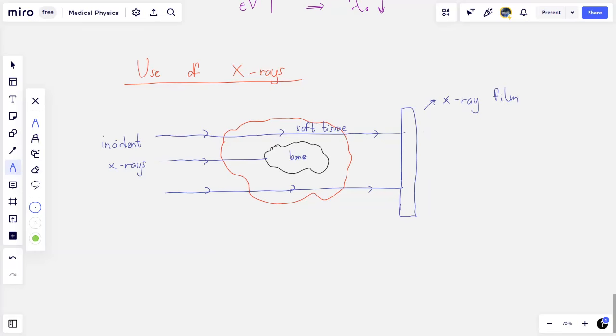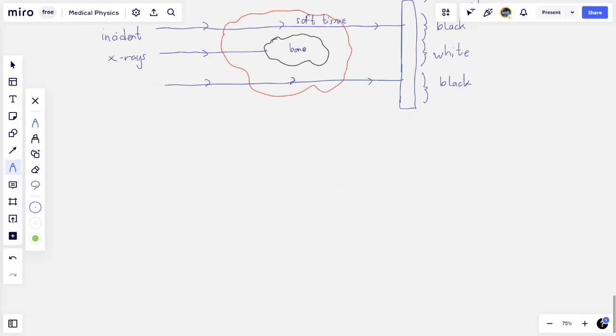For X-rays that pass straight through, we have regions that are darker. And for X-rays that are absorbed and don't pass through, those regions become white. This is why your bones appear white on an X-ray image. Remember, this is like a negative. Where X-rays pass all the way through, we have black. And so we can look at the structure of the bones by simply looking at the white areas in an X-ray.